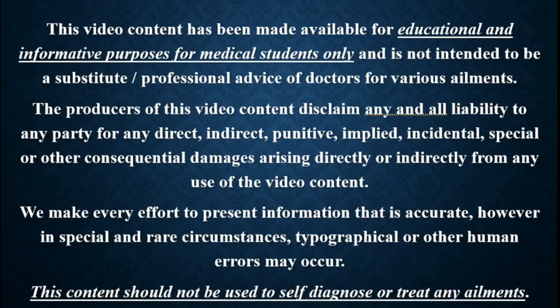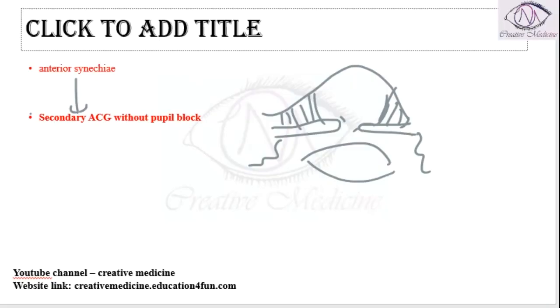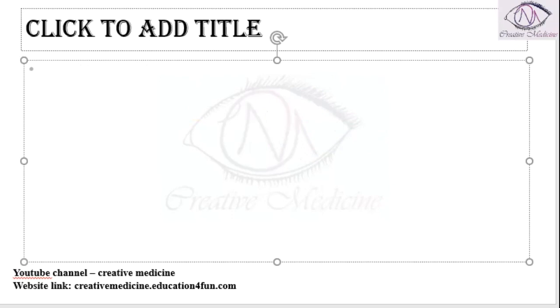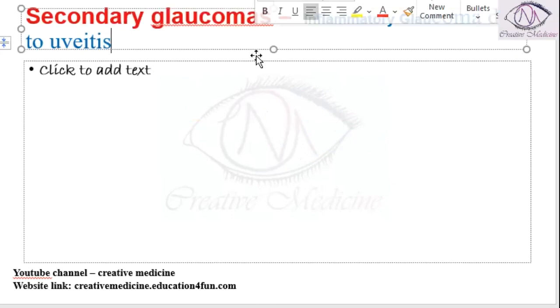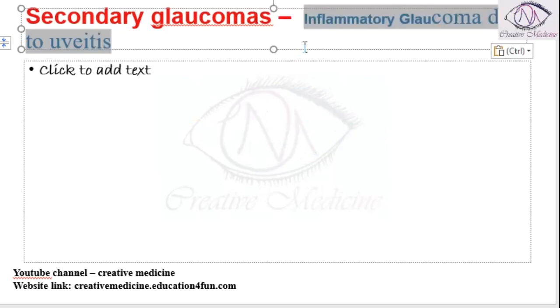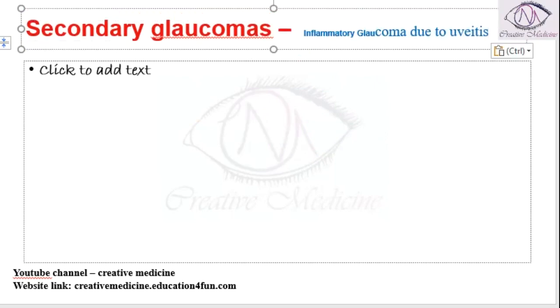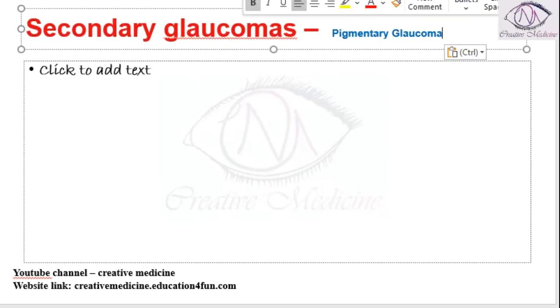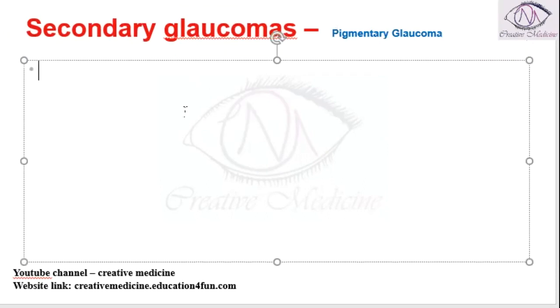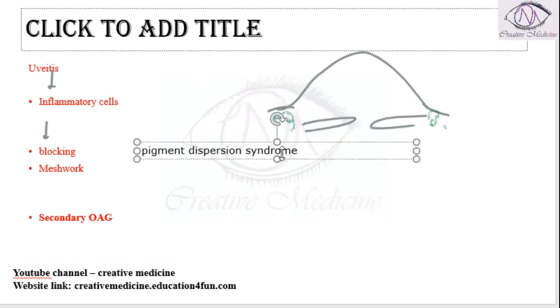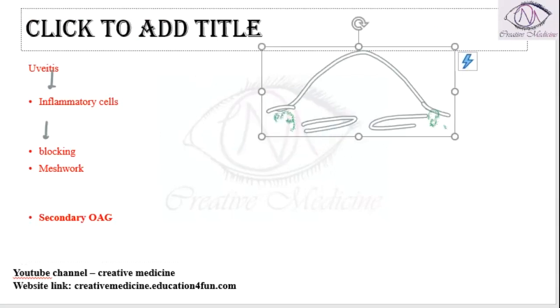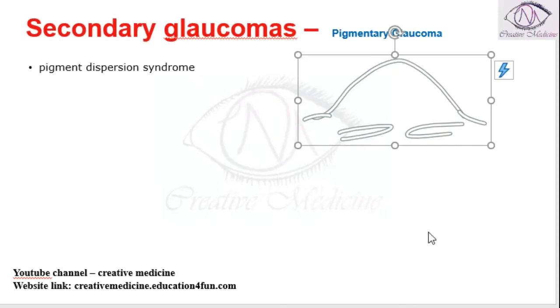In this lecture, we will learn about the secondary glaucomas. We have pigmentary glaucoma. In pigmentary glaucoma, there is a syndrome called pigment dispersion syndrome.